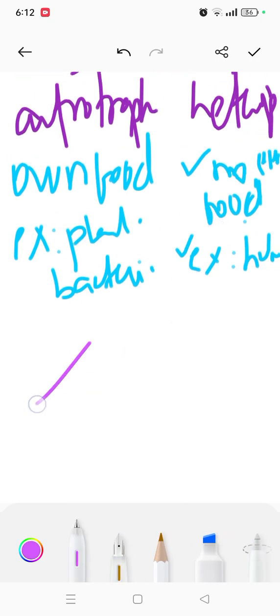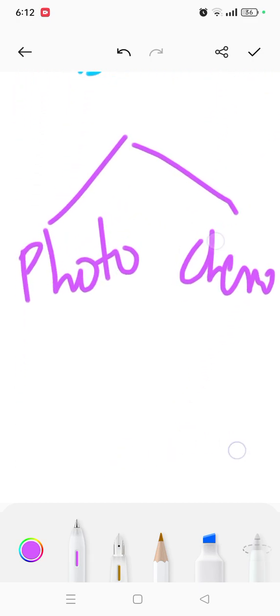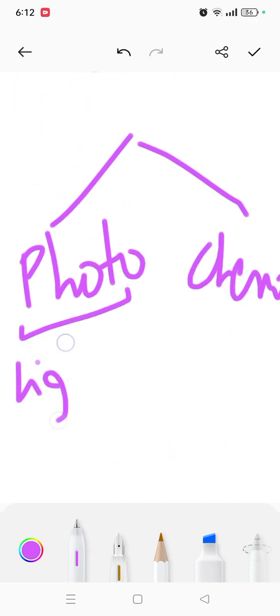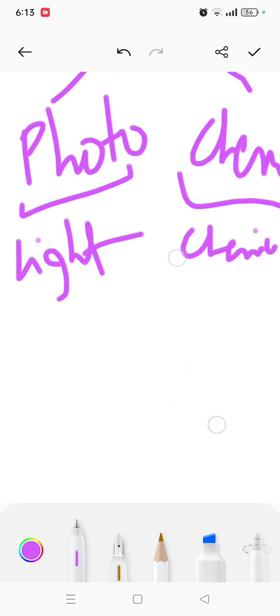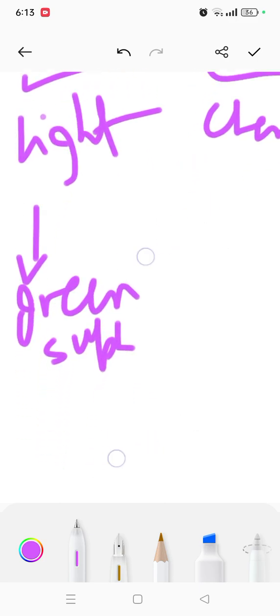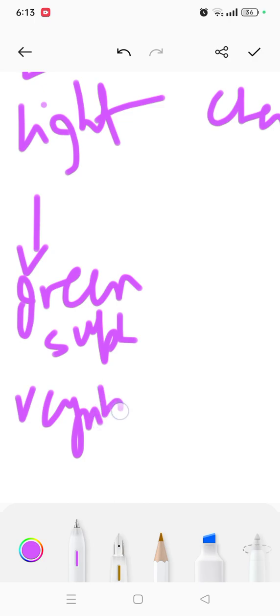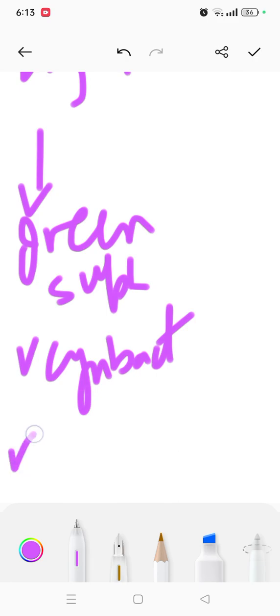In autotrophs we again have two types. First is photoautotrophs, second is chemoautotrophs. Photo means light and chemo means chemical. The food made in the presence of sunlight is known as photoautotrophs, and the example here could be green sulfur bacteria. You will also see other examples like cyanobacteria and purple sulfur bacteria as well.